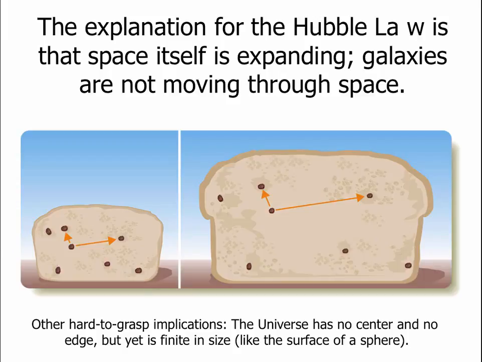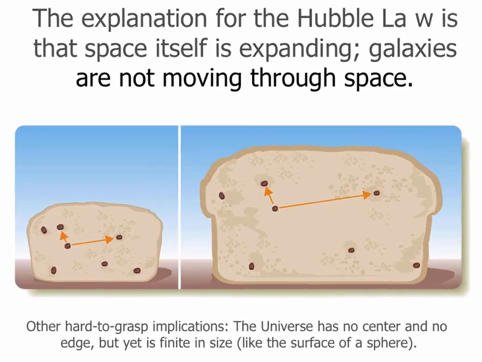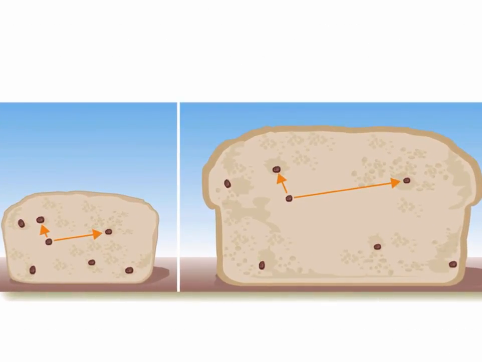This type of law, Hubble's law, can also be explained with an analogy. Here we have a picture of some raisin bread. If you've ever made homemade bread, you know that you make the dough, you let it rise, and as it rises it gets bigger. So if you make raisin bread and you put raisins in the loaf, as the loaf gets bigger, the raisins will appear to move away from each other.